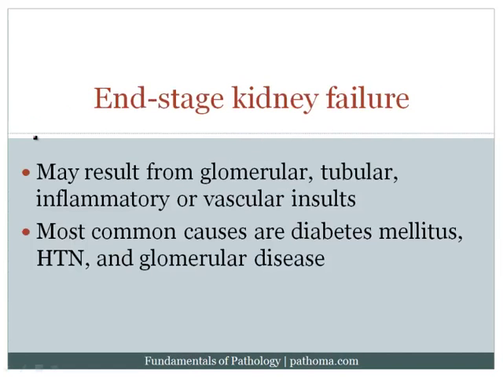Moving on to chronic renal failure, this is end-stage kidney failure. Important to note that you can get end-stage kidney failure from any of the compartments of the kidney. For example, if you damage the glomeruli, you can get end-stage kidney failure, as we saw in nephrotic syndrome or rapidly progressive glomerulonephritis. If you damage the tubules, you can get end-stage renal failure. Inflammatory diseases can result in end-stage renal failure, and damage to the blood vessels can also result in end-stage renal failure. The three most common causes of chronic renal failure are diabetes, hypertension, and glomerular disease.